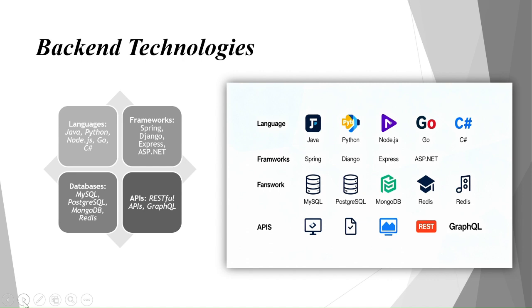Next is servers and hosting. The backend runs on servers provided by platforms like AWS, Azure, Google Cloud. These servers handle the user requests and make sure the application works 24/7. So the backend takes care of all the processing, calculations, database operations, and overall logic needed to run the application smoothly.